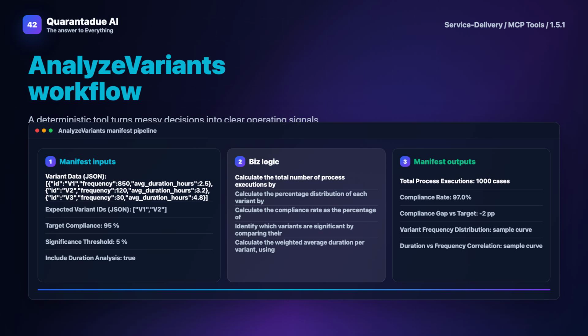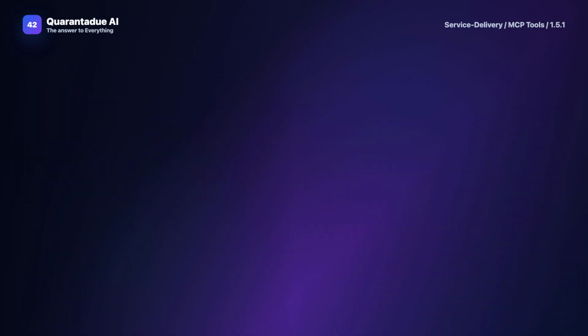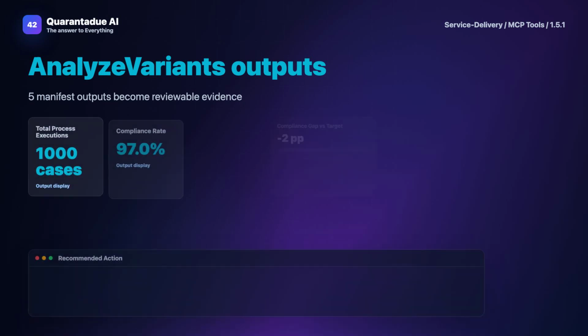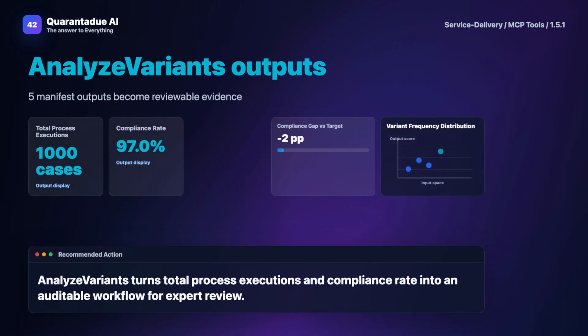So, what does AnalyzeVariants do specifically? It connects to your data sources, like ticketing systems or CRM platforms, and builds a baseline of process execution. Then, it analyzes every variant, calculating how often each path occurs and comparing it to compliance rules. You get an audit trail that shows exactly where deviations happen. Plus, you can model scenarios. What if we change a step? How would that affect variance and compliance?